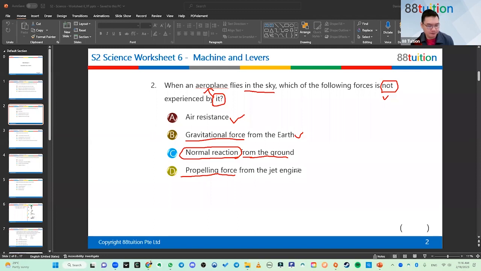Ezekiel says C also. Okay, so it's correct. C is correct. Normal reaction from the ground. It's not a force experienced by it. So C is the correct answer.